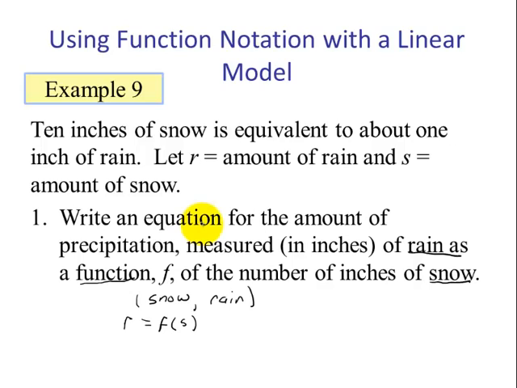The equation, since we know 10 inches of snow is equal to 1 inch of rain, that is equal to s divided by 10. So when s is 10, r is 1. So 10 divided by 10 is 1. So this is our equation.